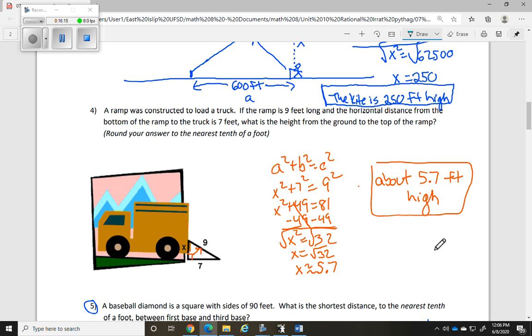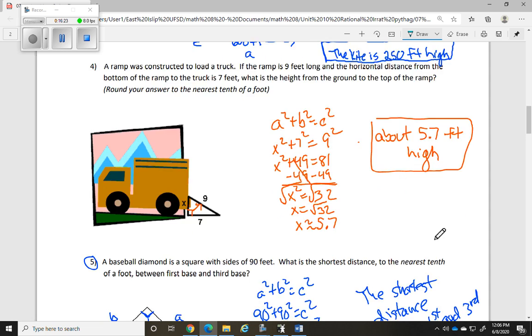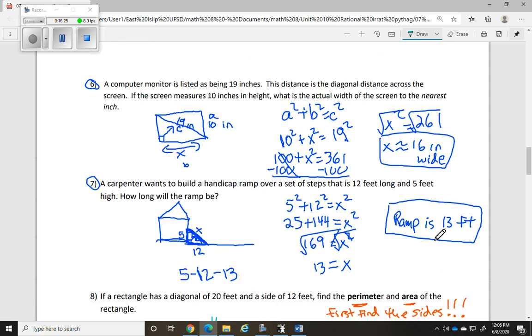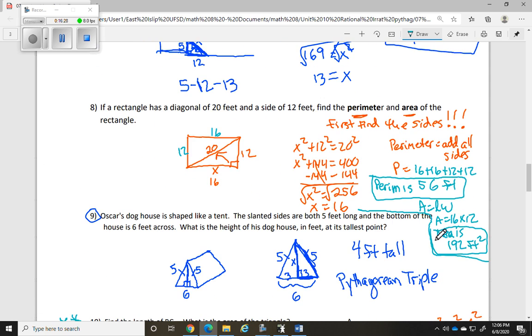Number 4, I thought was pretty straightforward because the triangle was here, the hypotenuse is 9, and it turns out to be about 5.7 feet tall, that ramp. And number 8, again, pretty straightforward to begin with. You had to be careful, though, that they asked for perimeter and area. So I wrote that first, you need to find the side.